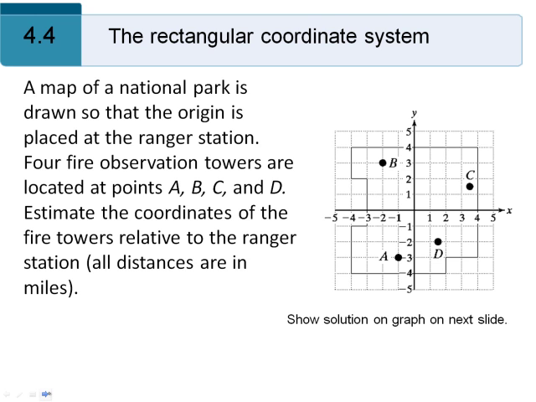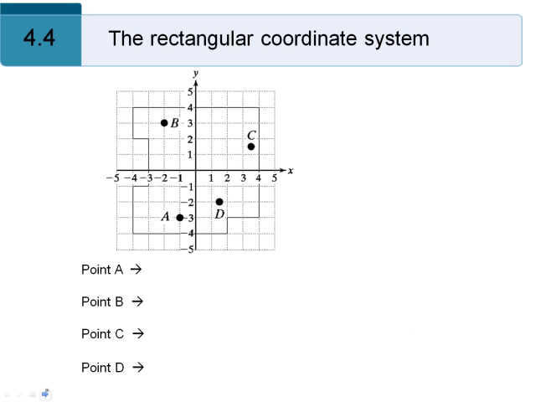Estimate the coordinates of the fire towers relative to the ranger station. All distances are in miles. So we have the points A, B, C, and D on the graph here. And it says show solution on the graph on the next slide. So what we want to do is just give the coordinates of those points, A, B, C, and D. So let's look at the next page.